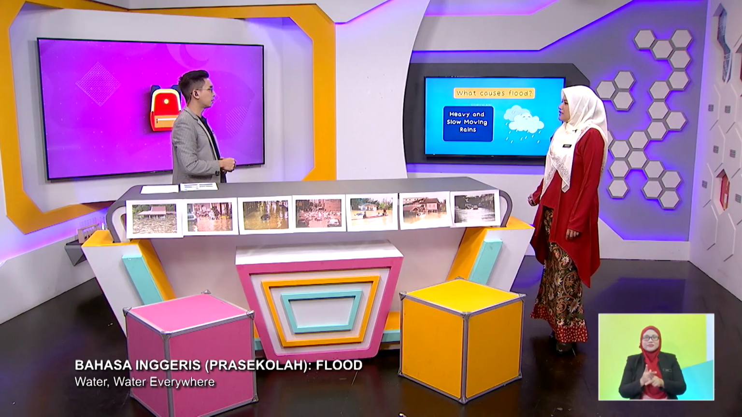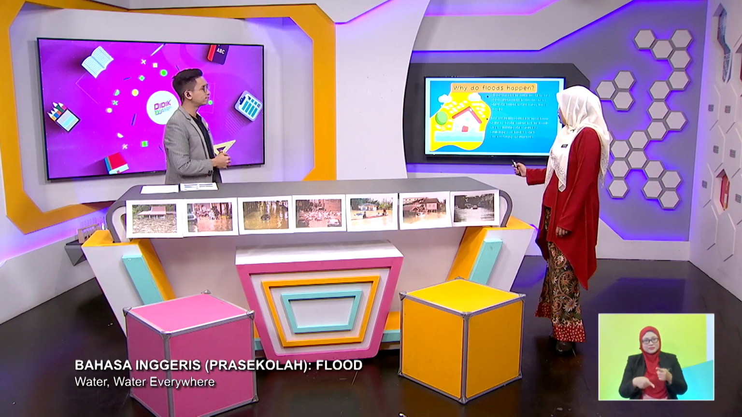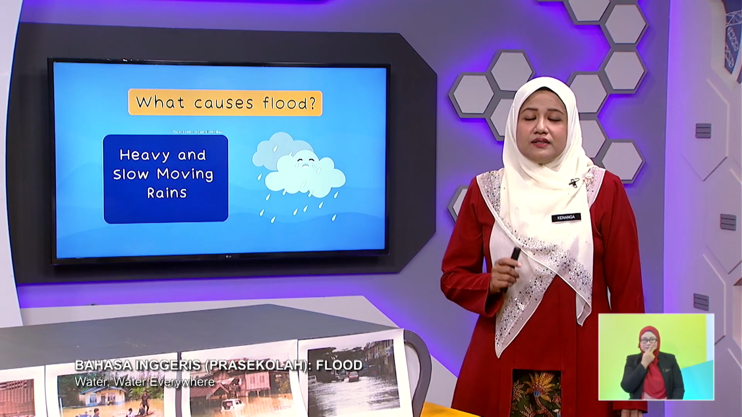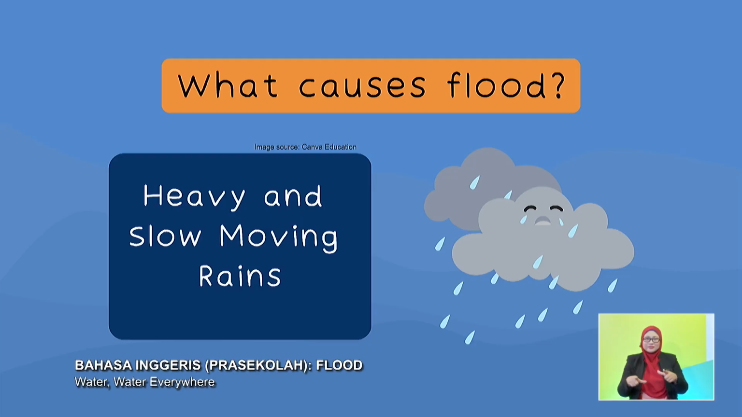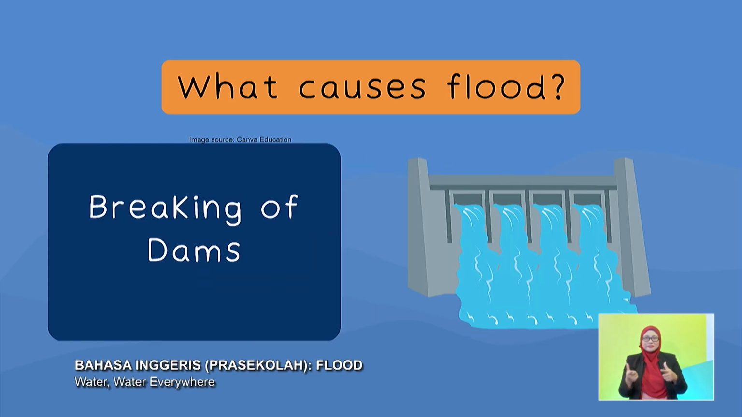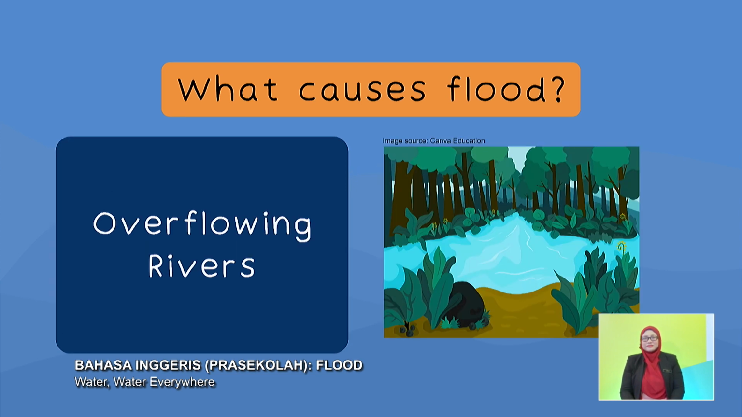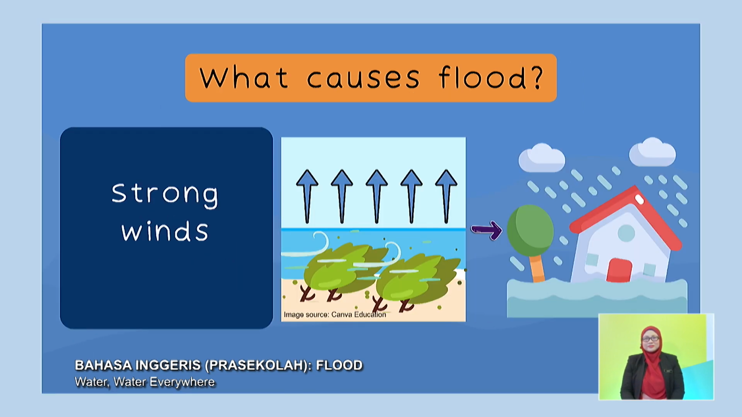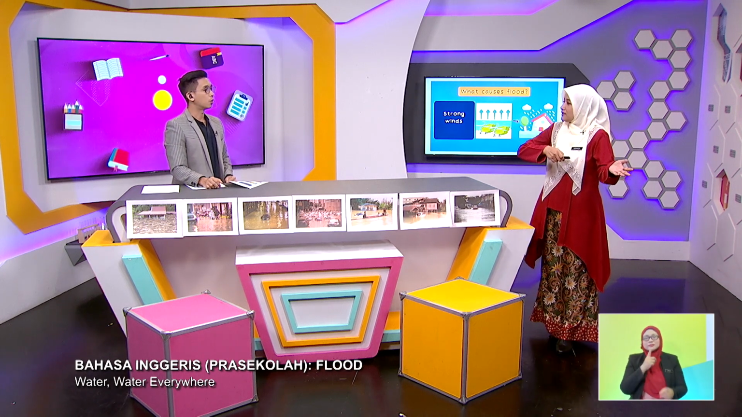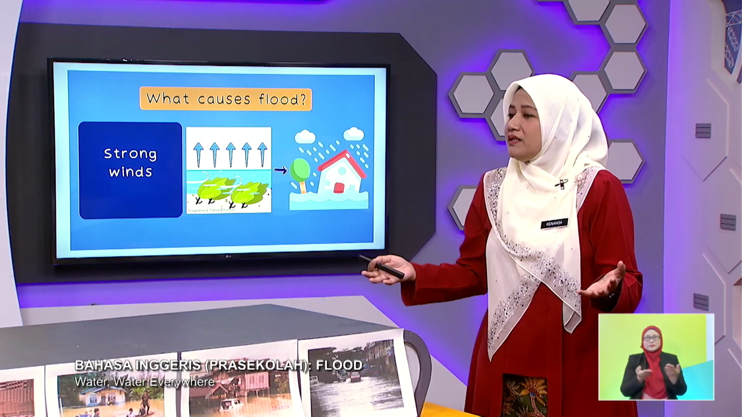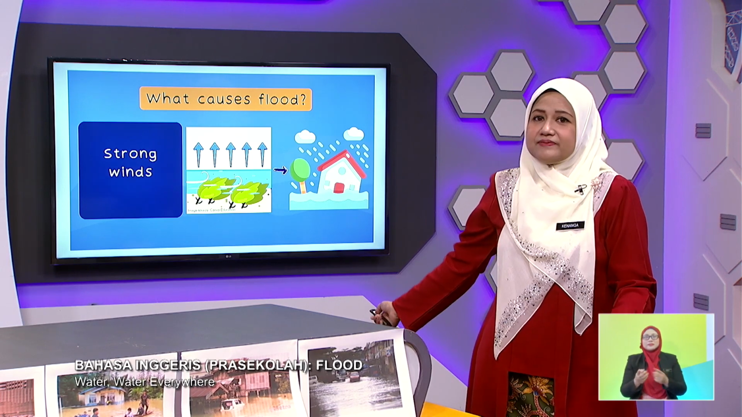But Miss Kenanga, what causes a flood? Okay, let's see. Floods happen sometimes because of heavy and slow moving rains. Other causes are breaking of dams, overflowing rivers, strong winds. Strong winds can pick up all the waters from the oceans and rain it all on the land. Oh no. So it will make the water level rise.